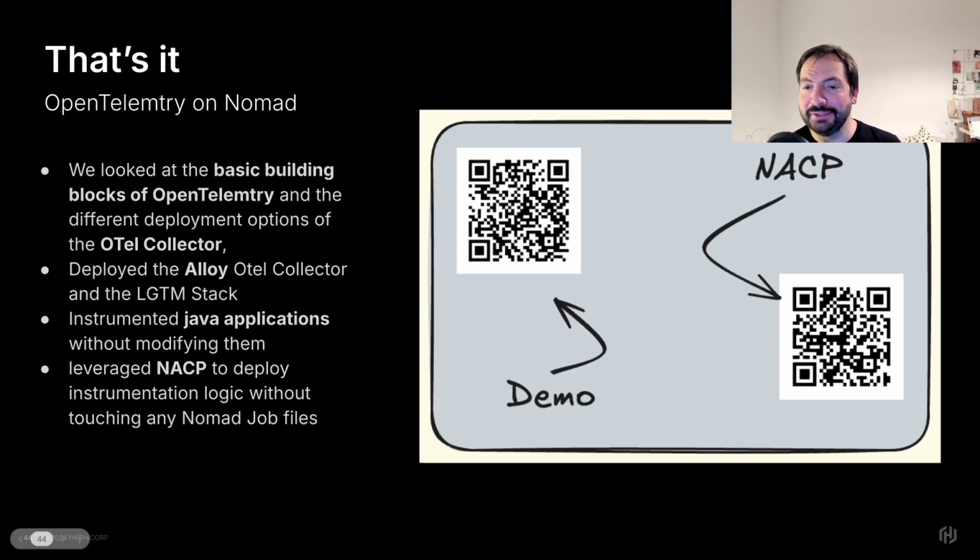That was OpenTelemetry on Nomad. We looked at basic building blocks of OpenTelemetry and different ways to use the OpenTelemetry collector. We deployed the Alloy OTel collector and sent data to Grafana's LGTM stack. We instrumented some Java applications without even modifying them, and then we also leveraged the admission control proxy to even instrument the Nomad job files without touching them at all.